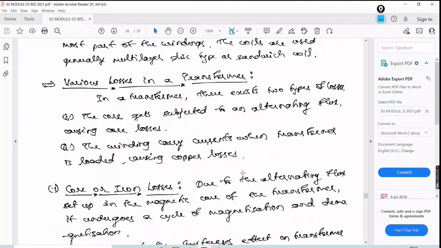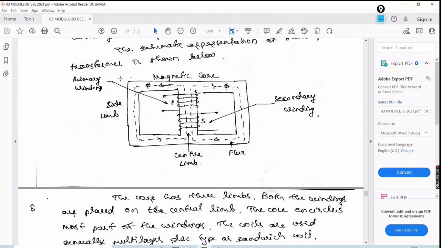You can see here, with respect to the transformer, this is the core. This core is made of what? Anybody? Which material will be used for the core? No one is listening. Silicon. Silicon steel, not silicon. Okay, silicon steel.